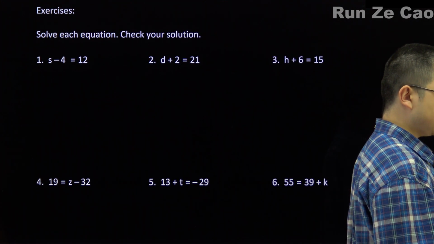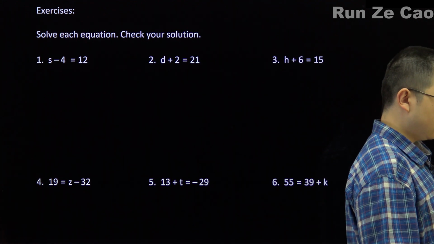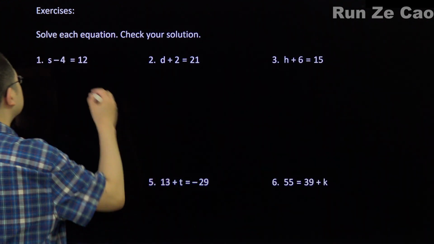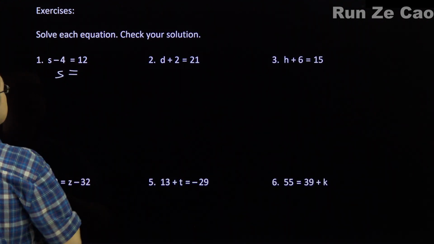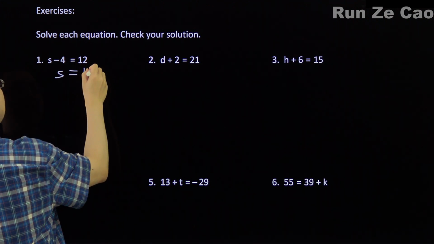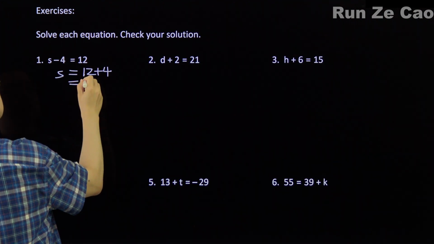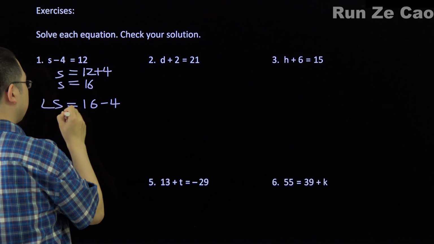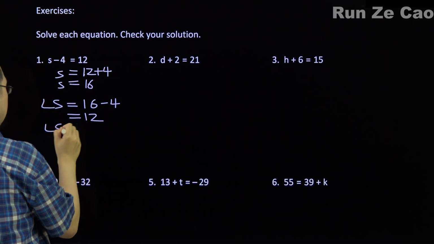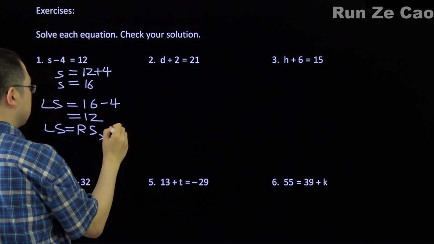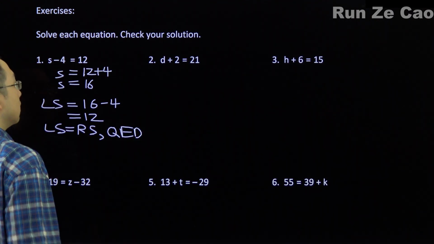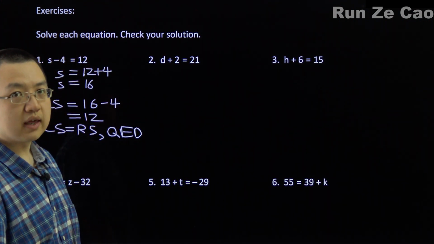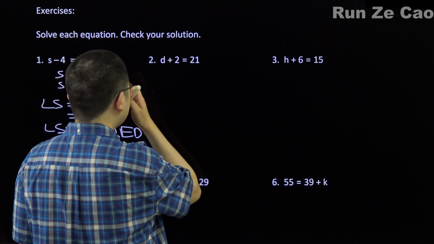Exercises. Solve each equation and check your solution. So s minus 4 is equal to 12. S is equal to 12 plus 4 equals 16. Left side, 16 minus 4 equals 12. Left side equals right side. QED. That's how checking works. You substitute your results into the original equation and show that things match up. The left side and right side are equal.